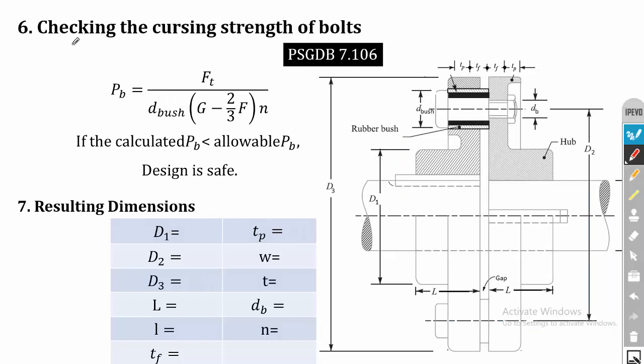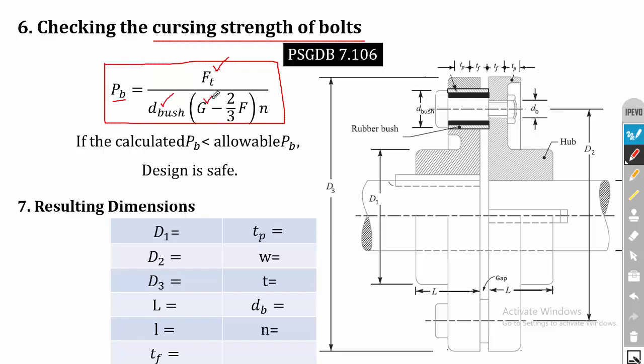Then the last step is checking the crushing stress of the bolt. This equation is also in the data book. So PB, the bearing pressure, is equal to Ft, which we have already calculated in the previous step, divided by d bush into (g minus 2 by 3 f) into N. If the calculated PB is less than the allowable PB, then the design is safe. If it is not less than the value, then you have to improve this diameter of the bush.